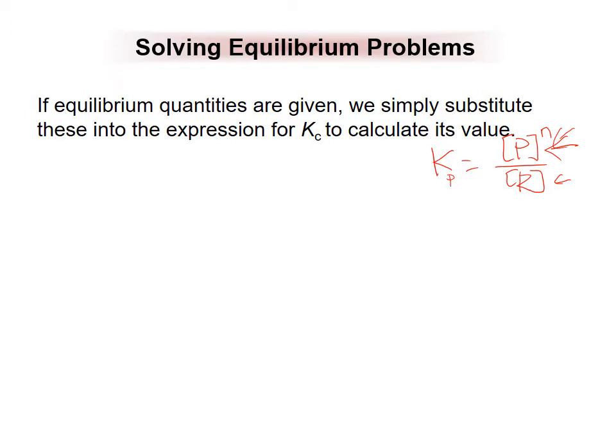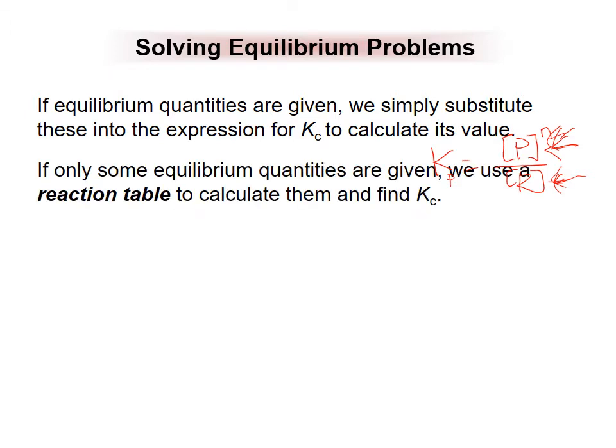However, many times, the equilibrium concentrations or pressures are not given directly. Instead, it will give you other information, and therefore you need to figure out how to find the equilibrium concentration, and then you calculate the Kp. One important skill is to write a reaction table and then figure out the equilibrium concentration.